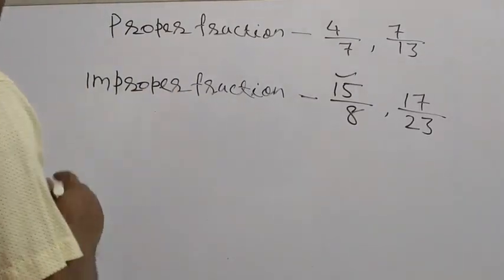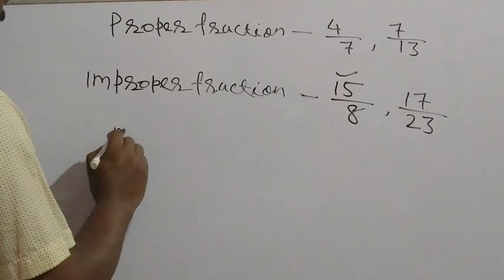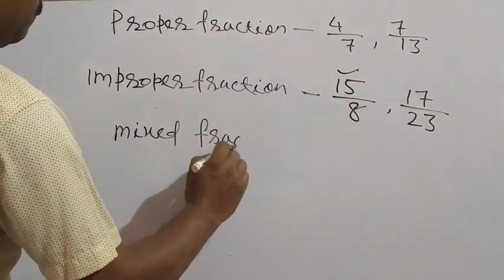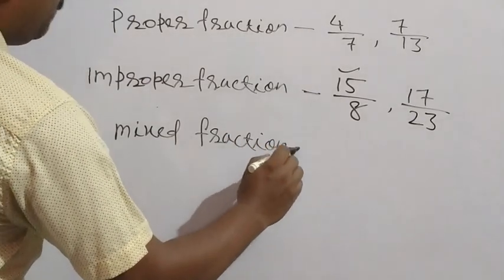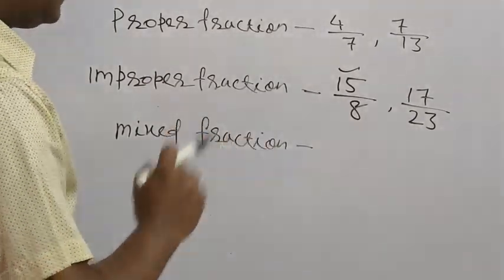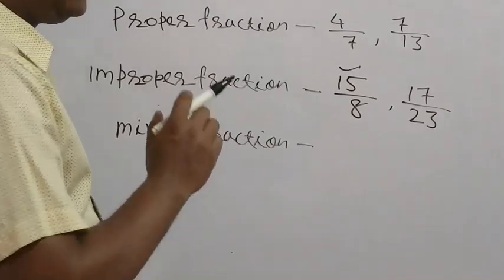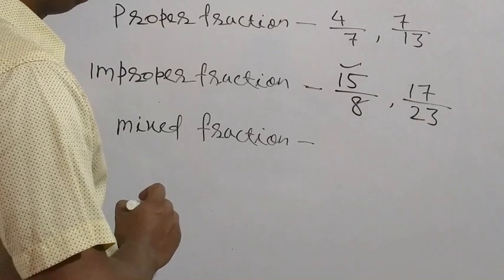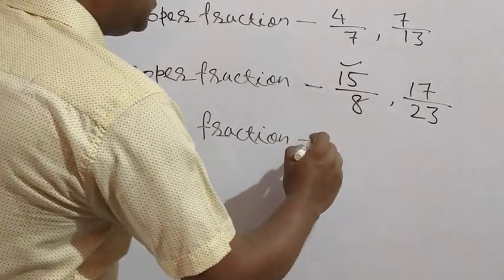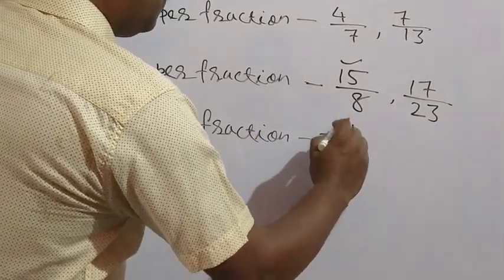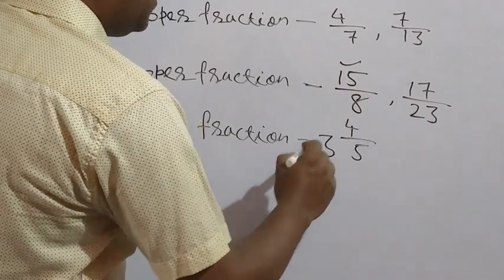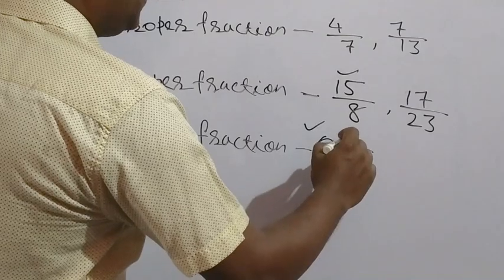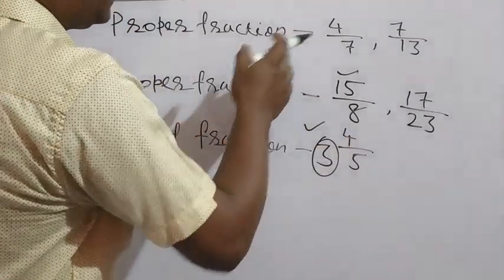Then next one is mixed fraction. In mixed fraction there are two parts. One part is the natural number and another part is the proper fraction. Suppose 3 whole 4 by 5. Here 3 is the natural number. 4 by 5 is the proper fraction. Proper fraction already I have explained.